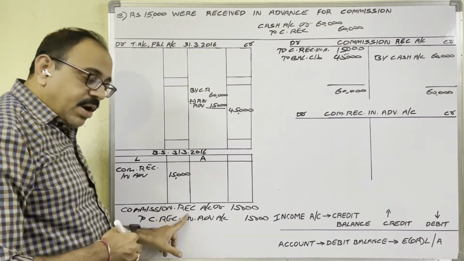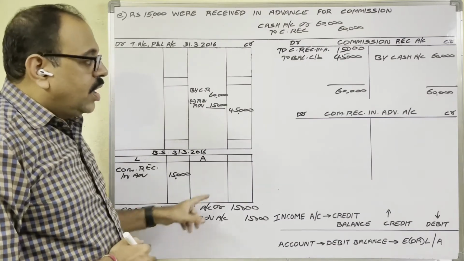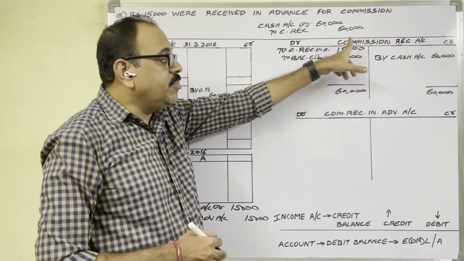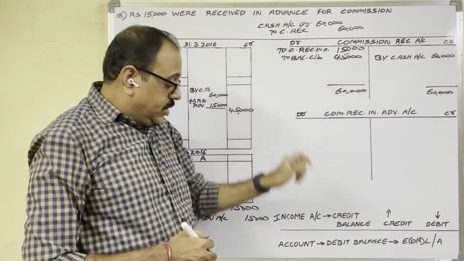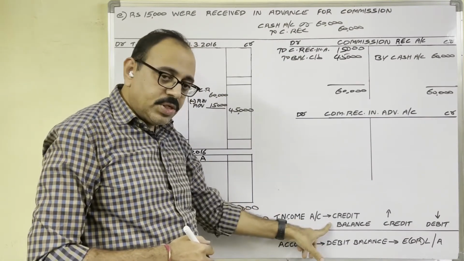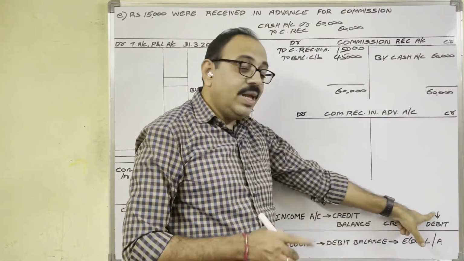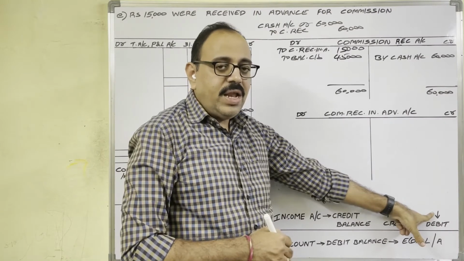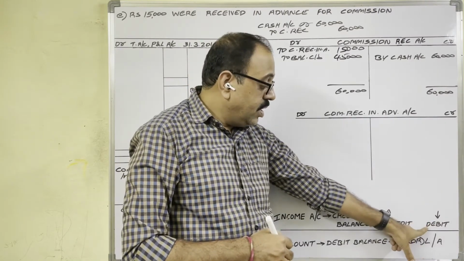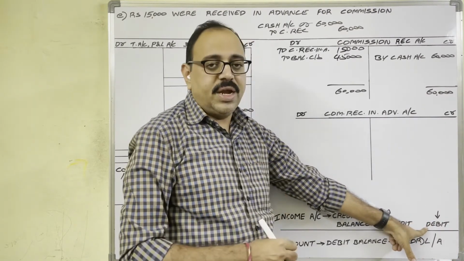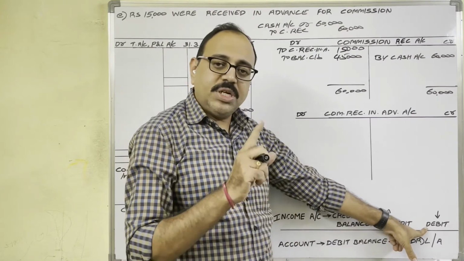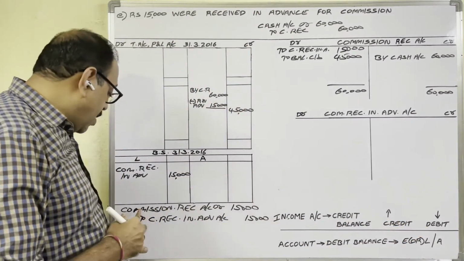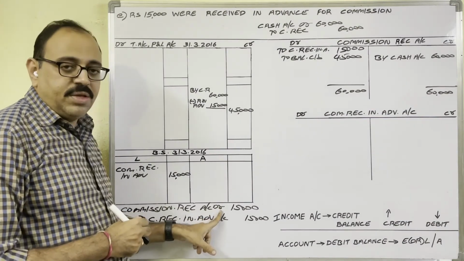Why are we debiting the commission received account? I want to decrease commission income. Income shows a credit balance. If I want to decrease that income, while writing the adjustment entry, the income name should be debited. Here the income name is commission received. Therefore, we are debiting the commission received account.